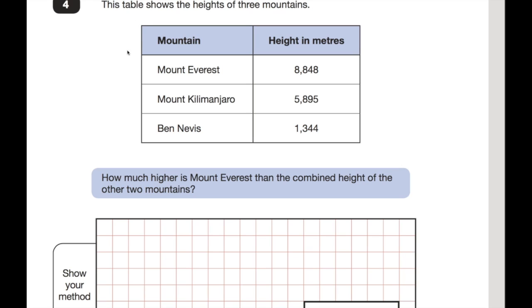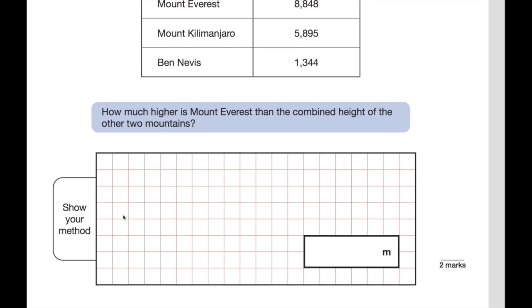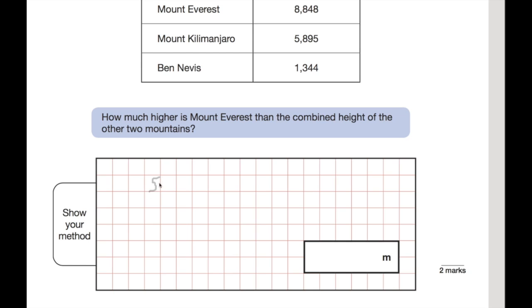Okay, question 4 is asking us to look at some data and basically to unpick it and answer a question. It shows us 3 mountains, Mount Everest, Mount Kilimanjaro and Ben Nevis, and the height in meters. And the question is asking us how much higher is Mount Everest than the combined height of the other 2 mountains. So the combined height is the thing we need to work out first. The other 2 mountains are Kilimanjaro and Ben Nevis. If we combine their heights, we're adding them together. So we have 5,895 for Mount Kilimanjaro, plus the height of Ben Nevis, which is 1,344.